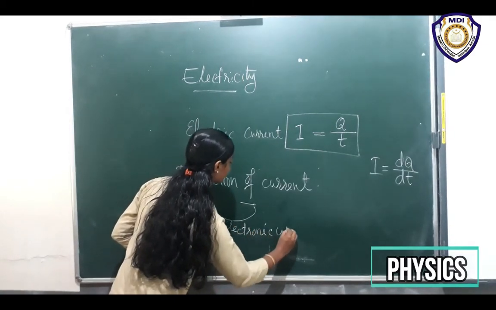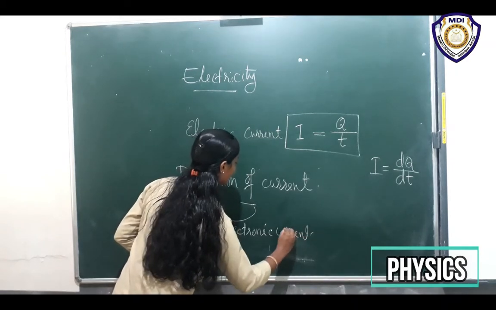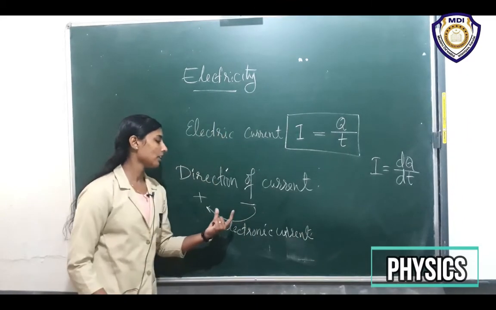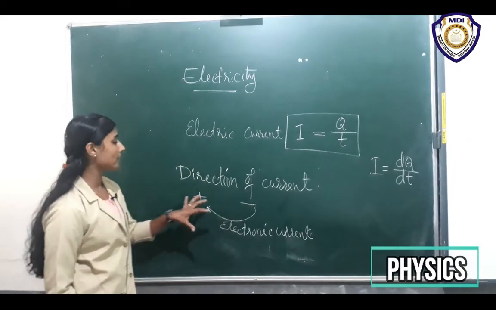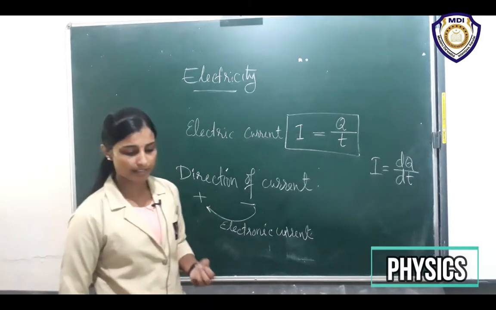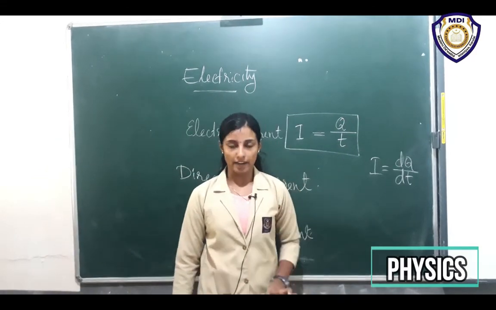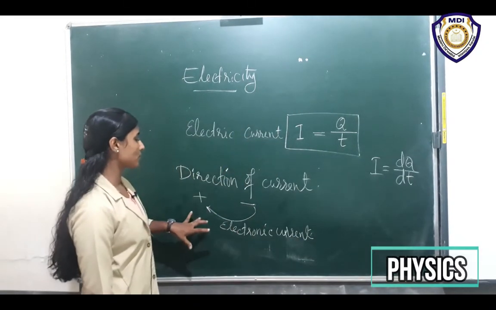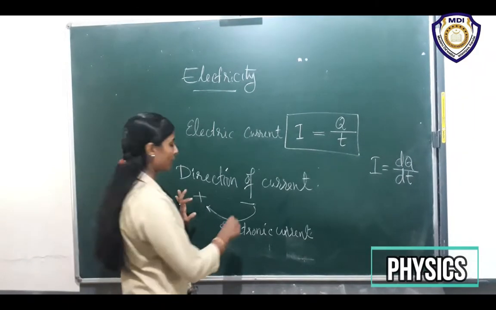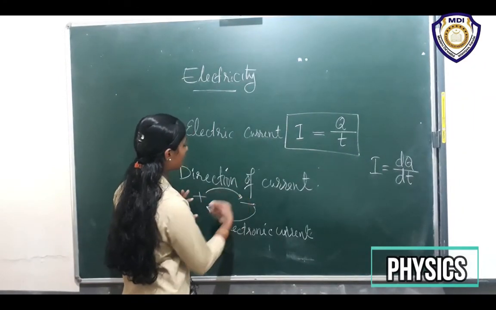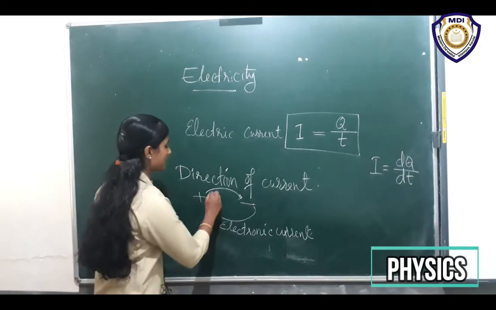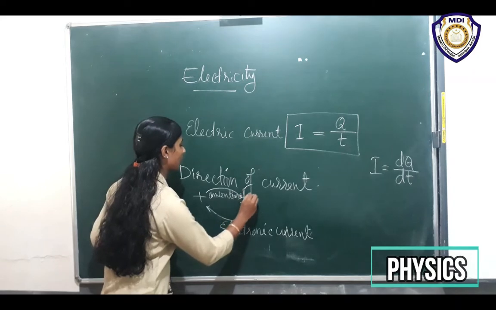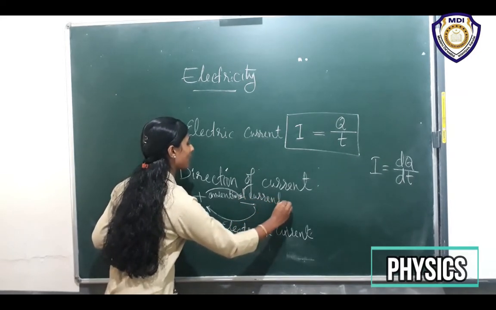Okay, electronic current. And one more thing, there is another direction, that is positive to negative. How does it happen? Actually conventional current flow is the reverse of this order. That means conventional current flow is from positive terminal to negative terminal. This is conventional current. So what is meant by conventional current?